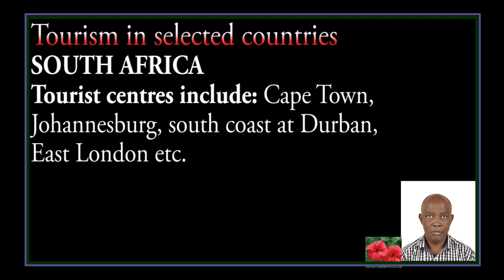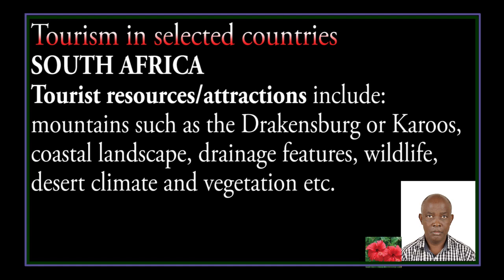South Africa. Tourist centers include Cape Town, Johannesburg, South Coast at Durban, East London, and so on. Tourist attractions include mountains such as Drakensberg or Karoo, coastal landscape, drainage features, wildlife, desert climate, and vegetation.